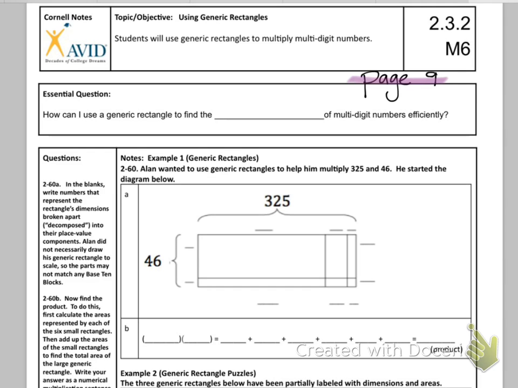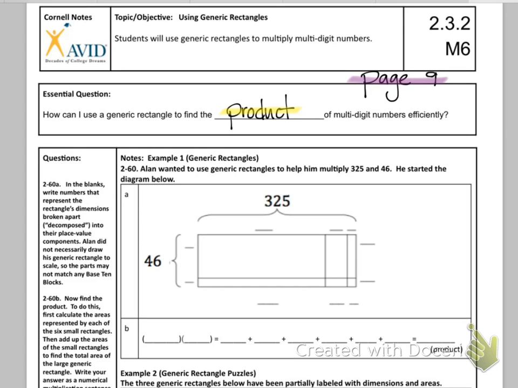Our essential question today: how can I use a generic rectangle to find the product of multi-digit numbers efficiently? Today we are going to be finding the product. The product is the answer to a multiplication problem. Let's take a look at the first example. We are multiplying the number 325 by 46.